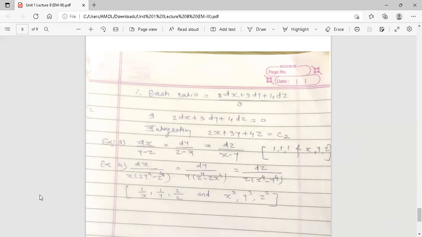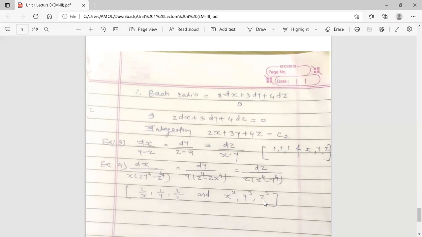Second example: dx upon x into bracket y raised to 4 minus z raised to 4 is equal to dy upon y into bracket z raised to 4 minus x raised to 4, bracket complete, is equal to dz upon z into bracket x raised to 4 minus y raised to 4. So to find the two sets of solution for the second example, the sets of multipliers given are 1 upon x, 1 upon y, 1 upon z, and second x cube, y cube, z cube. Try yourself and try to find the solutions for the example.